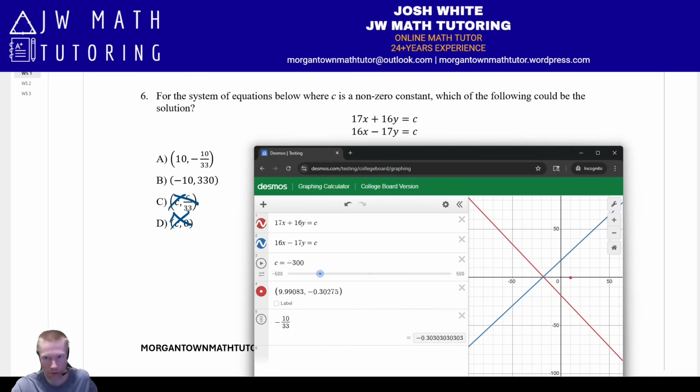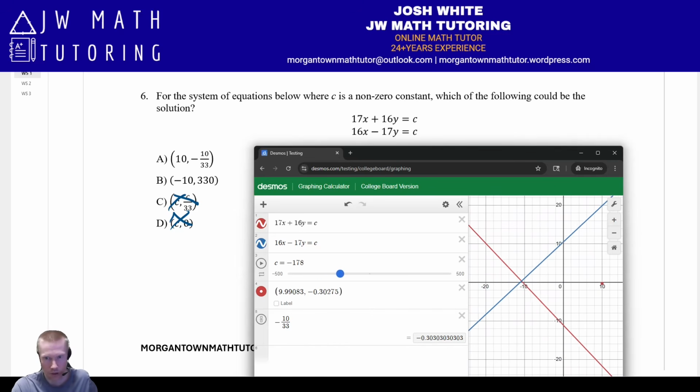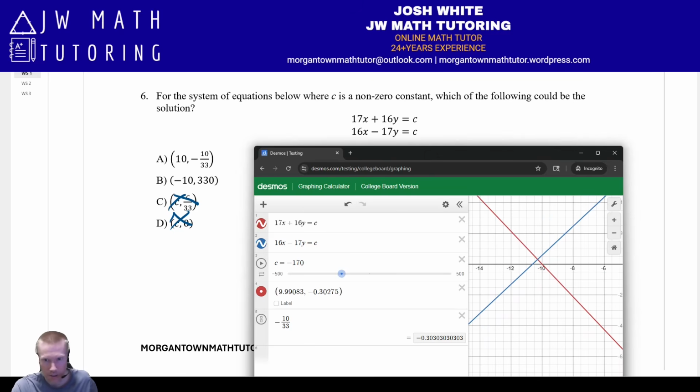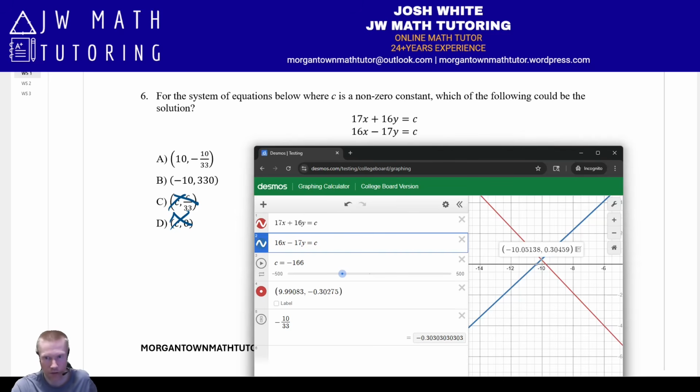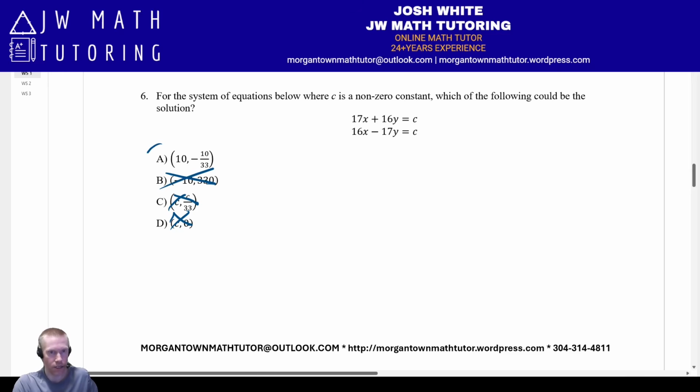So as I move this over, whoops, went too far. Okay, so right over here looks like it's right on negative 10 for the X. Okay, so here's my solution now. Is this Y coordinate 330? No, obviously not. It's 0.30 something. Okay, so this one's clearly wrong, so the correct answer is going to be letter A.